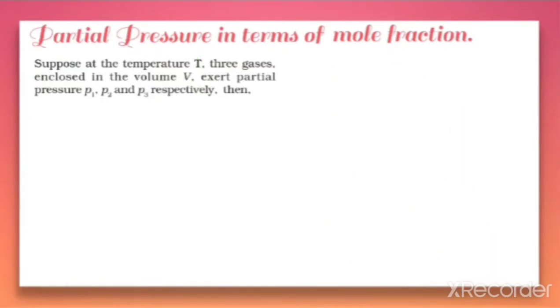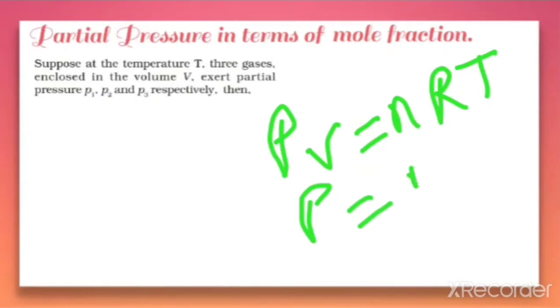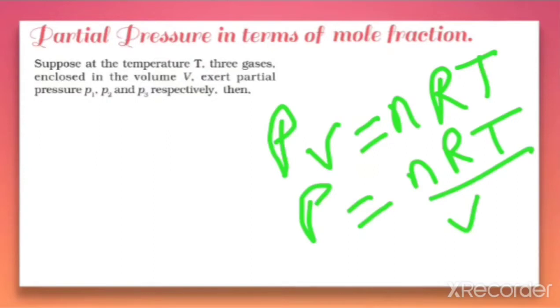Now we will derive the relation. According to the ideal gas equation, what is the equation? PV is equal to nRT. So what will be P here? P will be nRT by V. But in this case, we know that R is constant, T is constant and the volume is also kept constant. So the only change is in the pressure, that means the partial pressure and the number of moles are changing.